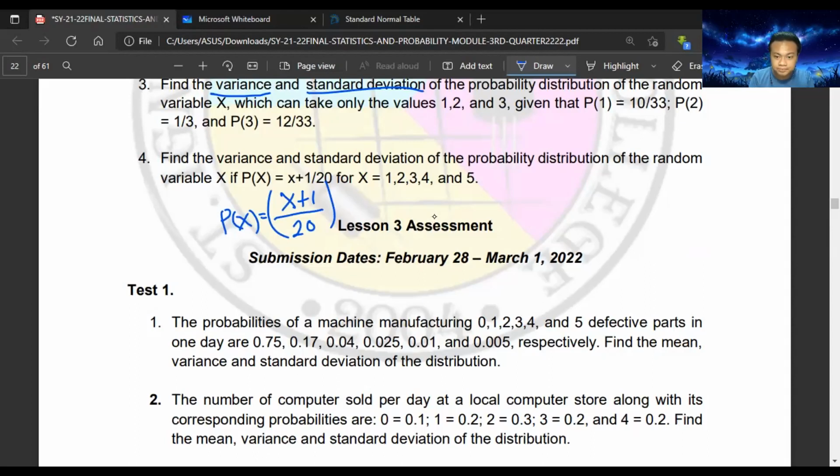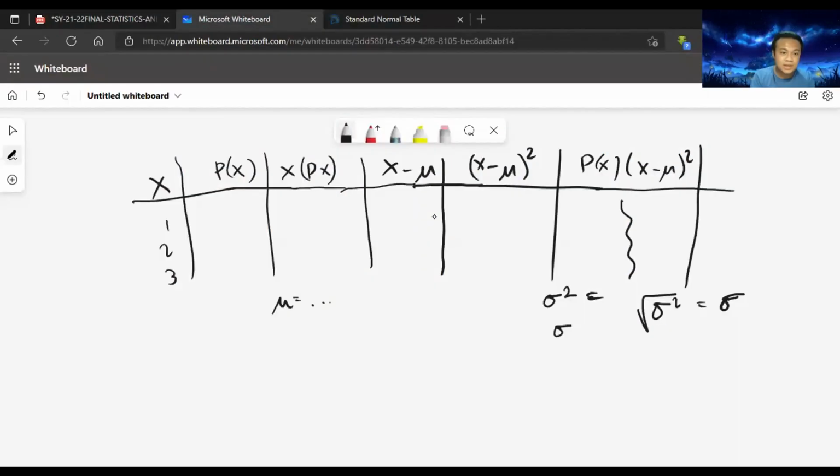For P(x), for example, we have 1, 2, 3, 4, 5. So the first is 1 plus 1 over 20. What is 1 plus 1 over 20? That's 2 over 20. And then 3 over 20, and so on and so forth. And then just follow this table.